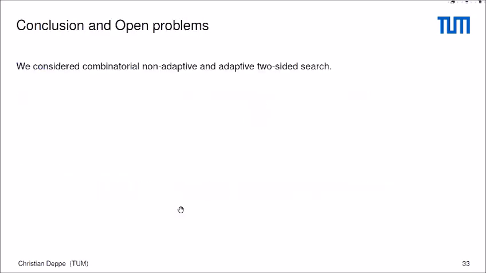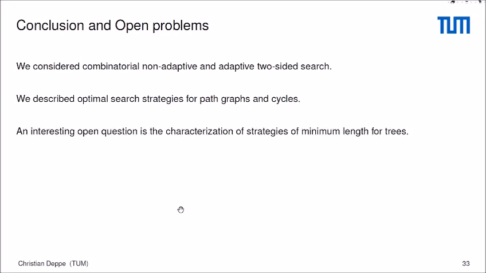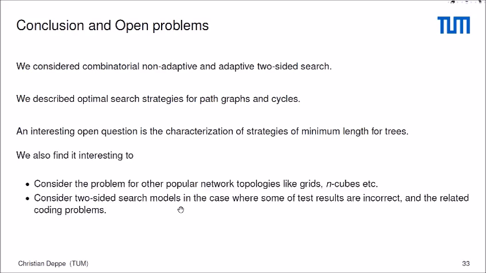What are the conclusions? We considered optimal combinatorial non-adaptive and adaptive two-sided search. And we described optimal search strategies for paths, graphs, and cycles. And an interesting open question is the characterization of strategies of minimal length for trees. And it's also interesting to consider the problem for other popular networks like grids and cubes.